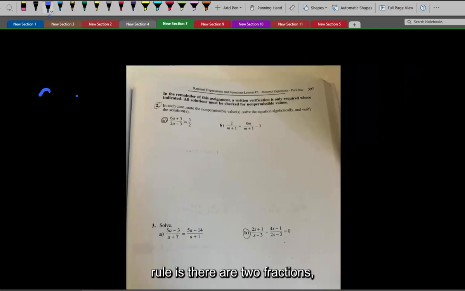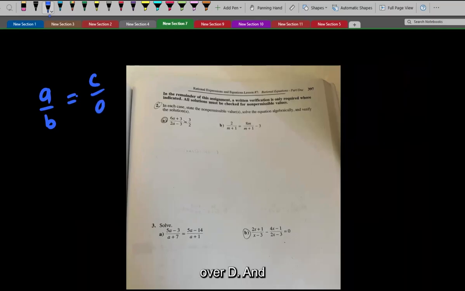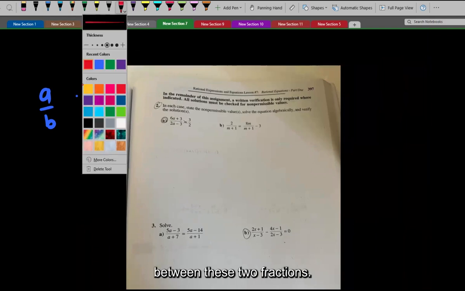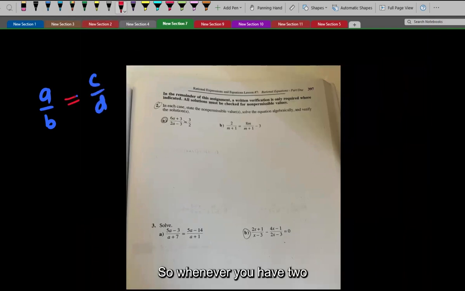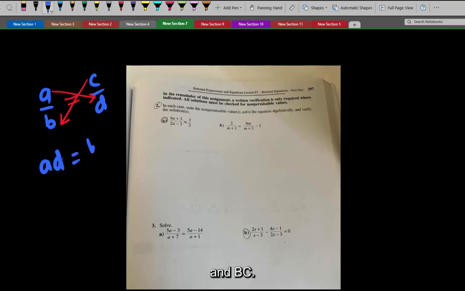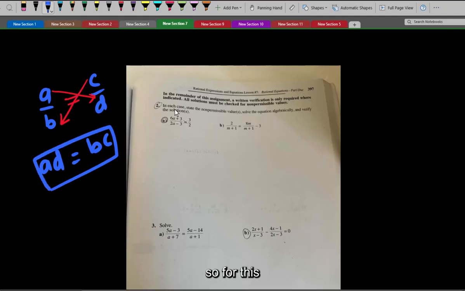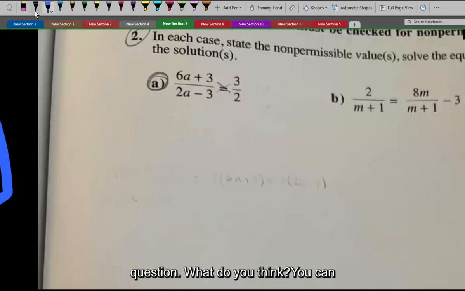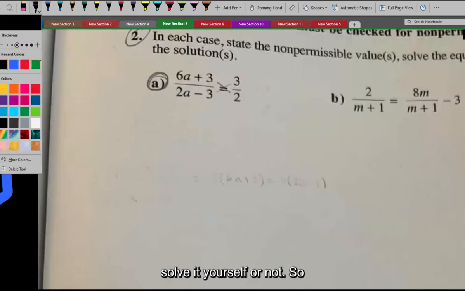So the rule is there are two fractions, a over b and c over d. And there is an equality sign between these two fractions. Whenever you have two fractions with an equality sign, you just do the cross product. So it's going to be simply AD and BC. Okay. So for this question, what do you think, can you solve it yourself or not?